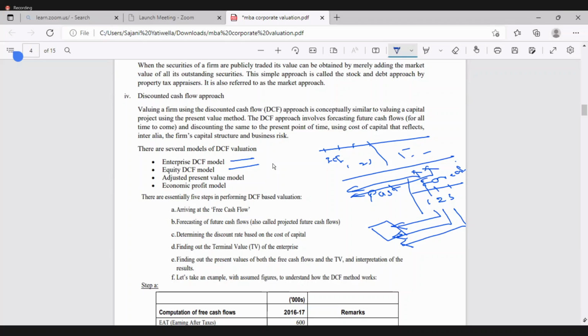The third method is the adjusted present value model. In a company, there may be two kinds of capital, debt capital and equity capital. If there are two kinds of investors in the company, the weighted average cost of capital, for example a WACC of 10%, is not feasible when there are different investors, the debt providers and the equity shareholders. The argument is that the adjusted present value should be used, taking the adjustment for the debt equity ratio, the leverage ratio.